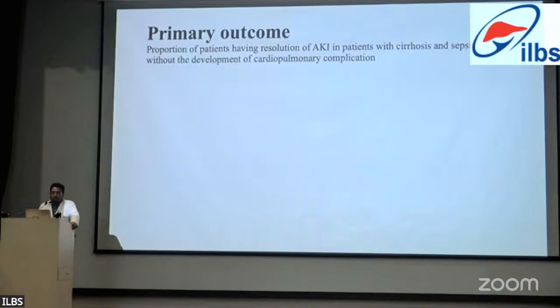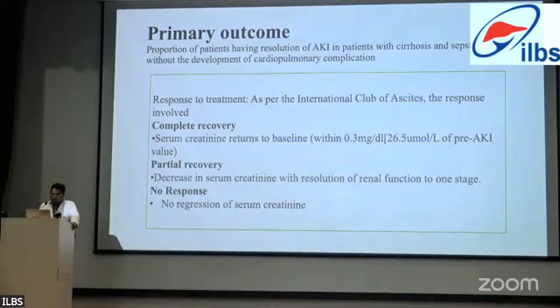The primary outcome is the proportion of patients having resolution of AKI with cirrhosis and sepsis at 48 hours without the development of cardiopulmonary complication. We have taken the response as per the ICA guideline, where complete recovery involves the return of creatinine to within 0.3 of the baseline, and partial recovery is the downstaging of the AKI with or without the achievement of 0.3 mg per dl of the baseline.